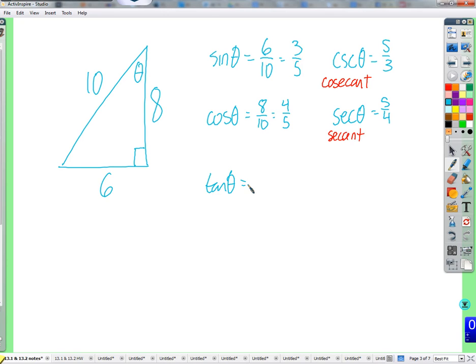All right, tangent is? Opposite over adjacent. Which side is opposite? 6. 8 is adjacent. Why don't we use 10? Because it's the hypotenuse. Hypotenuse is its own special thing, so the adjacent is the not-hypotenuse side next to the angle. So opposite over adjacent, 3/4. Then the reciprocal of the tangent, which is 4/3, is called what? Cotangent. C-O-T, cotangent.